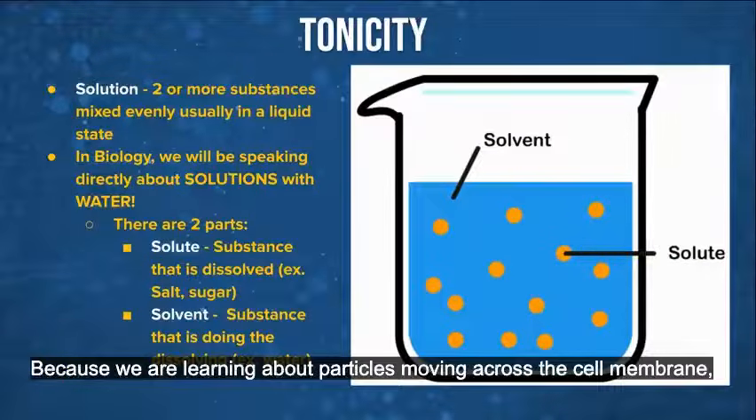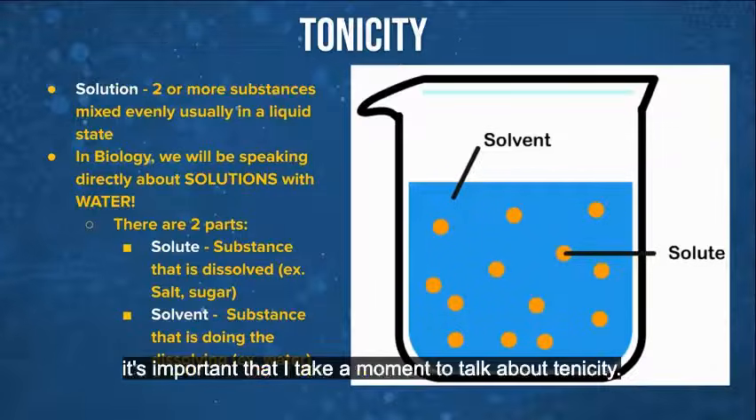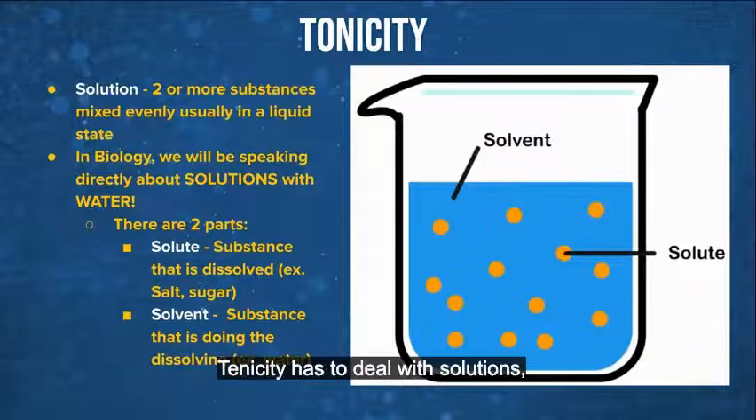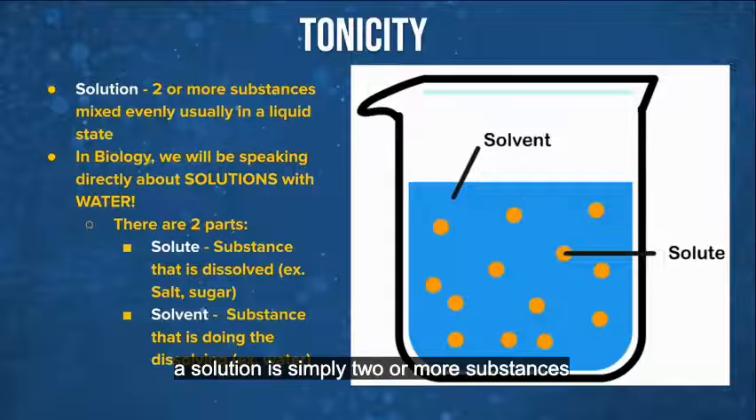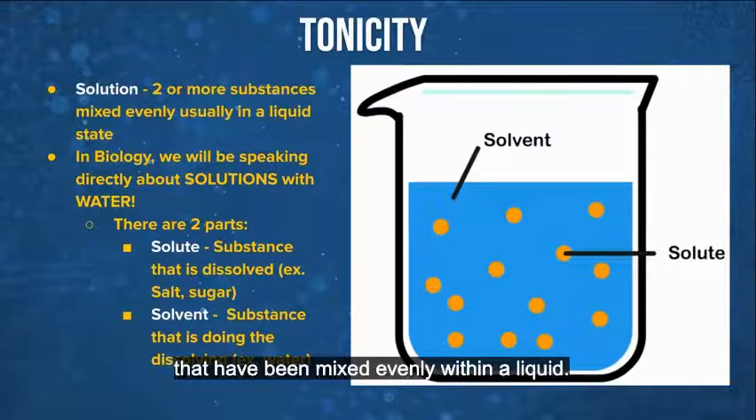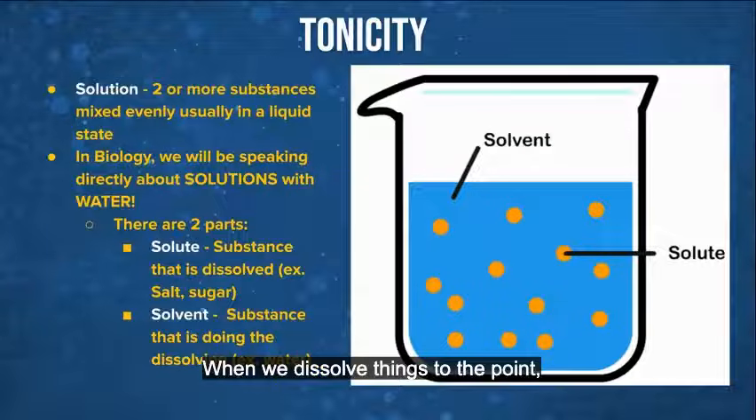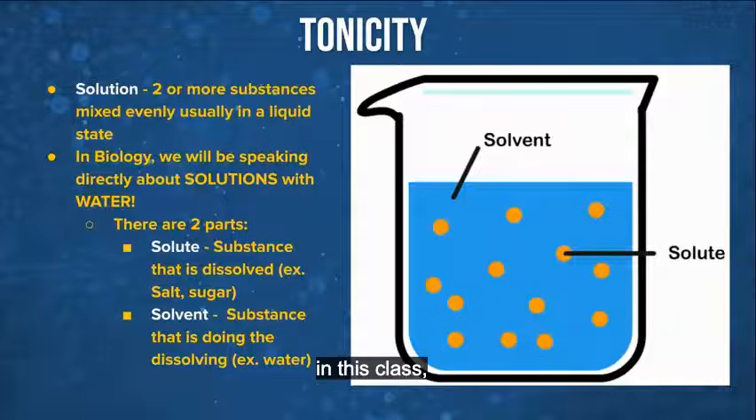Because we are learning about particles moving across the cell membrane, it's important that I take a moment to talk about tonicity. Tonicity has to do with solutions, and we need to know what those solutions are. A solution is simply two or more substances that have been mixed evenly within a liquid. When we dissolve things to the point we cannot see them within the liquid, that's our solution. In this class, our liquid will always be water.